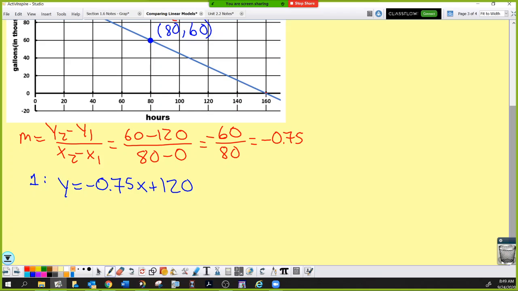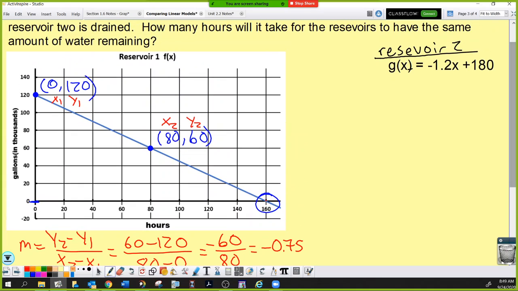How much faster? Well, for this one, you can see, and you've already told me, it's going to take 160 hours before it's empty. You don't have to work for that. You can see it. For reservoir 2, you would have to plug in y equals 0 and solve for x. I can go ahead and tell you. Let's see. Grab a handy-dandy calculator. I could tell you that reservoir 2 would take 150 hours to drain, which means it would actually be empty first. So even though it started with more water in it, its rate is so much faster that it ends up draining first. How much faster? If it takes 150 hours, it's 10 hours faster.